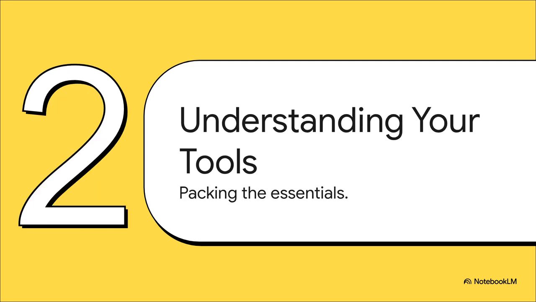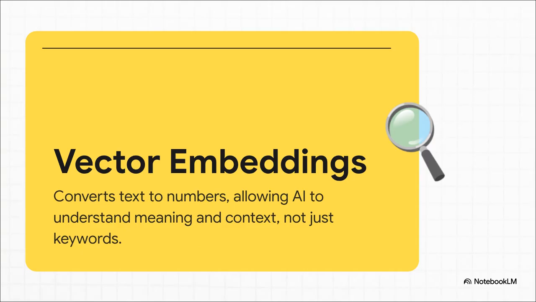Okay, so before any big expedition, you gotta pack the right gear, right? So our first stop is making sure we understand the essential tools and ideas we'll need. Let's get our pack sorted before we actually hit the trail. Now, the most important piece of gear in our pack is a concept called vector embeddings. I know, it sounds super technical, but just think of it as the AI's compass.